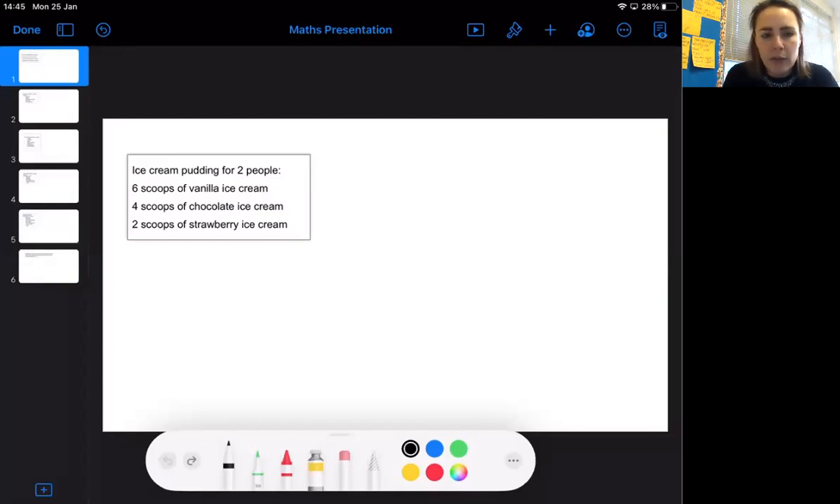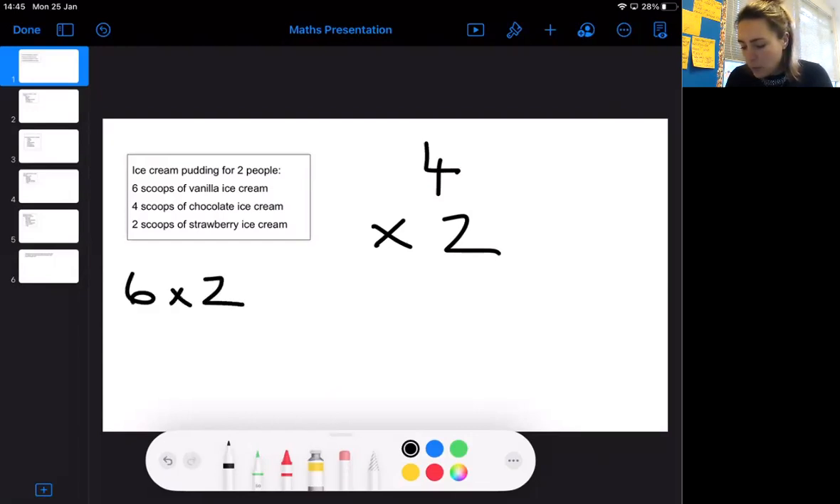Let's have a look at a few examples together before you move on to working through some independently. So the first example I've got here is an ice cream pudding for 2 people. We want to make this ice cream pudding for 4 people. So I know that I need to double or times by 2 the ingredients of this ice cream. So let's have a look. First of all, we've got 6 scoops of vanilla ice cream. So 6 doubled or multiplied by 2 is 12. So I need 12 scoops of vanilla ice cream.